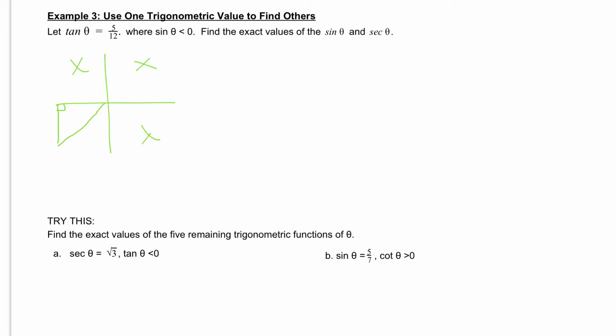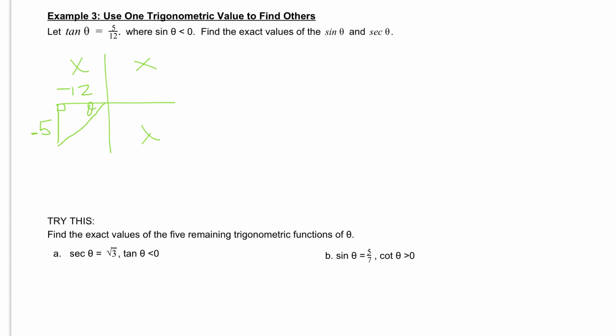So the angle that we're looking at is the angle that's inside here. So this is our angle theta. And if tangent is 5 over 12, we're going to use SOHCAHTOA to label those points. So 5 would be the opposite, 12 would be the adjacent. So this would be 5, and this would be 12. And then what we have to realize is that this 12 is in the negative x direction, and this 5 is in the negative y direction.